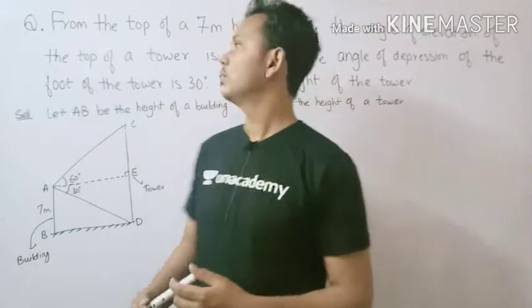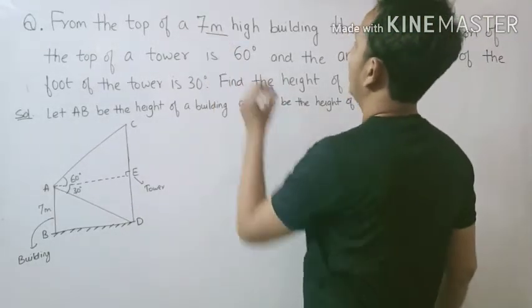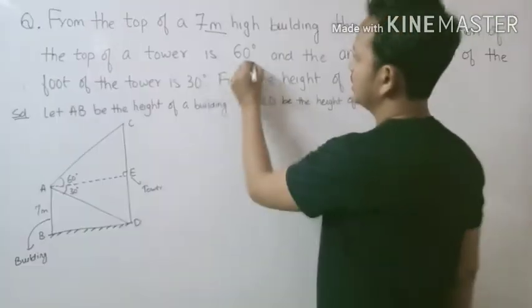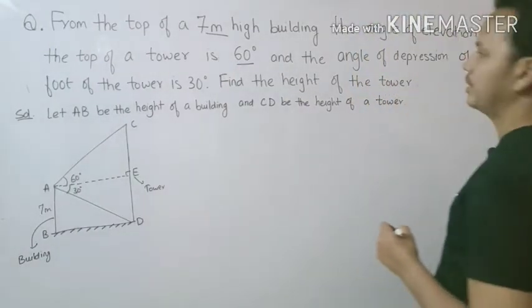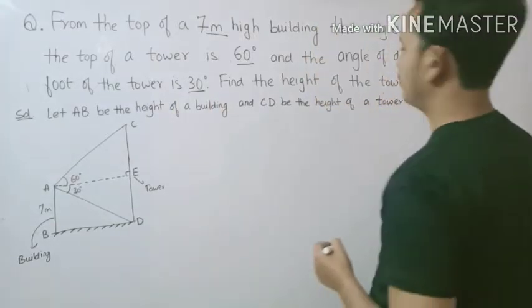Hello everyone. So our question is, from the top of a 7-meter high building, the angle of elevation of the tower is 60 degree and the angle of depression of the foot of the tower is 30 degree. Find the height of the tower.